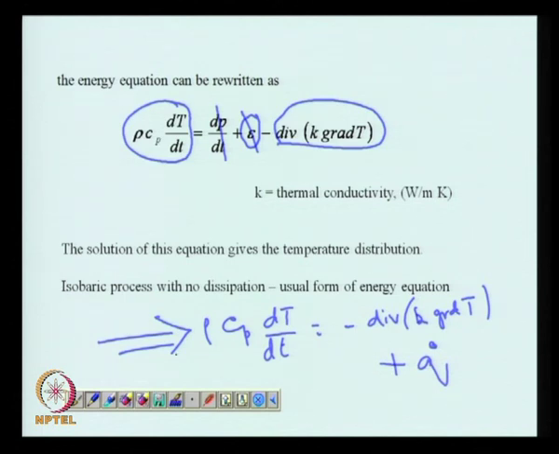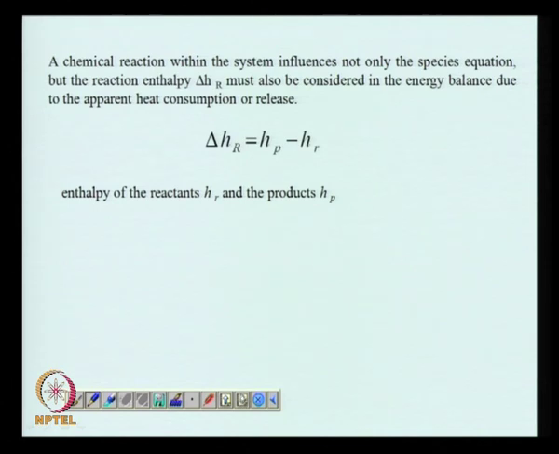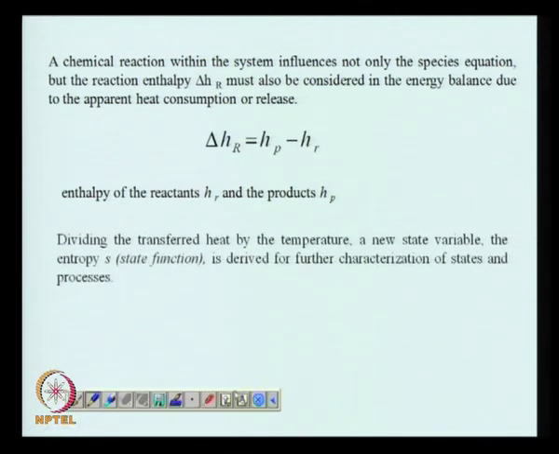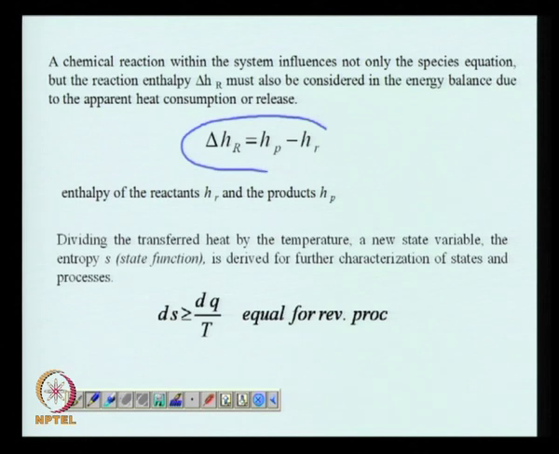So, this is the normal form of energy equation. Now, if the total amount of heat that is transferred in a reaction system is given by this, and we divide the total amount of heat transferred by the temperature, we get the definition of entropy.